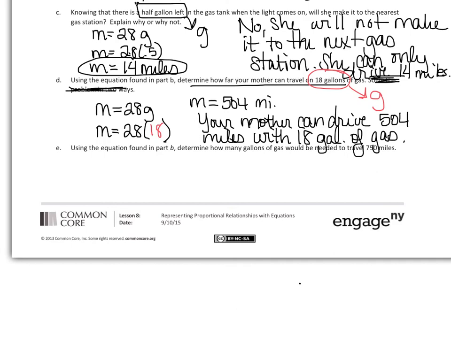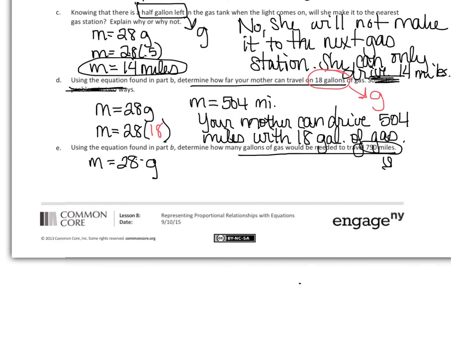So using the equation found in part B, determine how many gallons of gas would be needed to travel 750 miles. This one's a little bit backwards. So you have miles equals 28 times G, and I have 750 miles. Well, every other problem we've solved before has given us the gallons, and this one has miles. So it's actually M. I'm going to plug in 750 equals 28 times G.